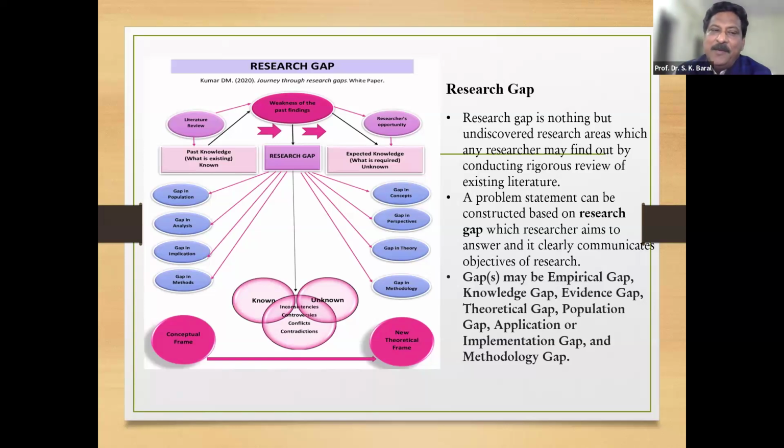So the research gap may be in population, in analysis, in implications, in methods, in concepts, in perspectives, in theory, or in methodology. So there are several areas. You have to find out the gap, and that gap will become a kind of scope for you.